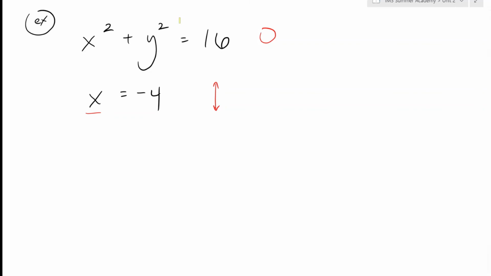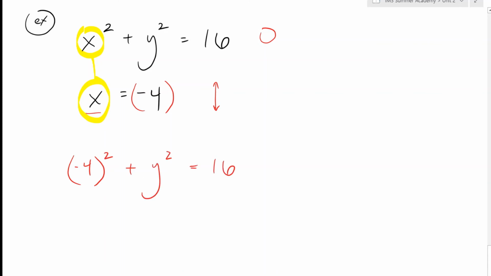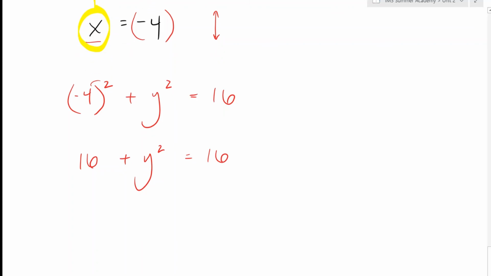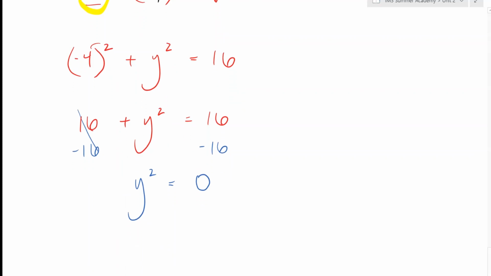Now this time, the other thing to be careful of, because it's x equals, we're going to plug that in here for x. Instead of x, we're going to plug in this number here, the negative 4. So (negative 4) squared, plus y squared equals 16. Negative 4 squared, so this time we don't have to write it twice because it's just one piece inside. That's a 16. Plus y squared equals 16. Let's get y by itself, so subtract 16. y squared equals 0.